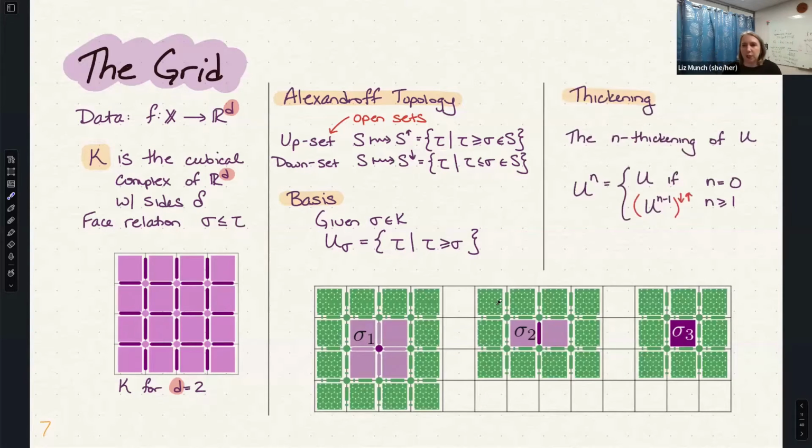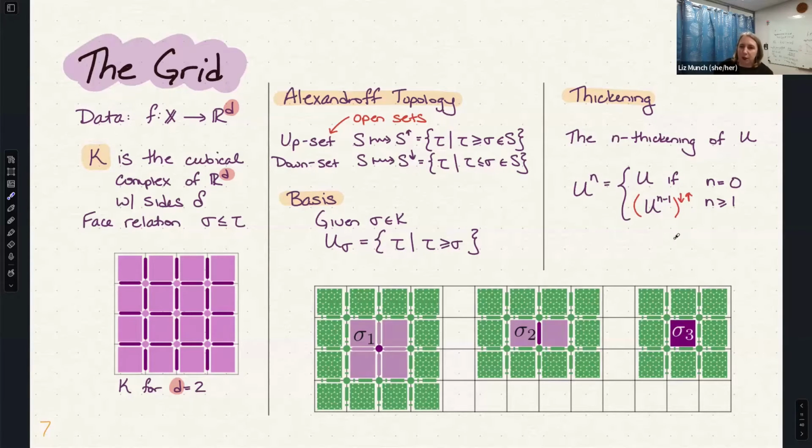And then what we can do is define a thickening on this. This is leading into the fact that thickenings are what I need to come up with interleavings in the next slide. The thickening operation is: you hand me some open set in this topology, and I can define the n thickening as follows. If n is equal to 0, you just give me back the set and we're done. For anything higher, I take the downset and then the upset of the resulting downset, the upset of the downset. So you should end up with an upset, which is itself an open set.